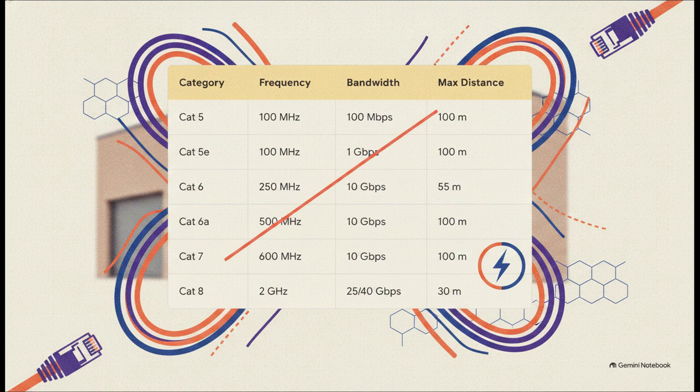Category 5E handles gigabit speeds, while Category 6 can push 10 gigabits per second, though only for shorter bursts of about 55 meters. Now, as we push into Cat 6A, 7, and all the way up to Cat 8, we're hitting 2 GHz frequencies and a staggering 40 gigabits per second. But did you notice the one constant here? For most of these general categories, that strict 100-meter distance limit remains a hard physical barrier. That is exactly what took down our aerospace warehouse. Exceed that 100 meters and your signal degrades to the point of total failure.